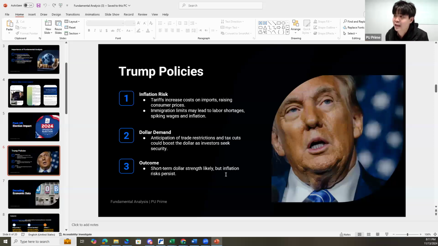The next thing is regarding the potential inflation risk. For example, when tariffs are imposed, it might increase the cost for suppliers in other countries. So higher costs will normally cause those bosses to increase their product selling prices. So higher product selling prices will actually lead toward inflation risk.